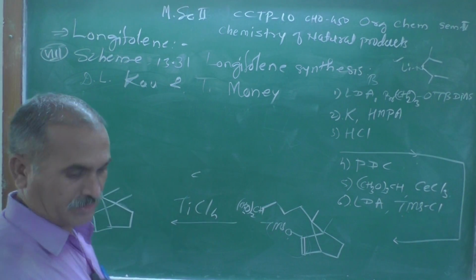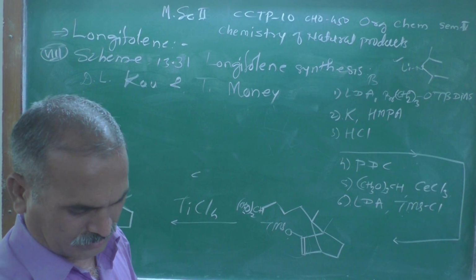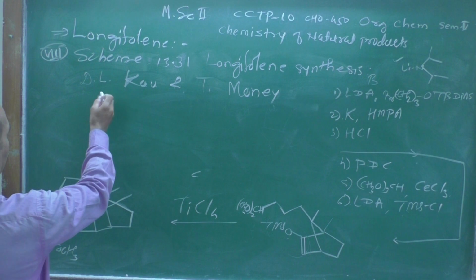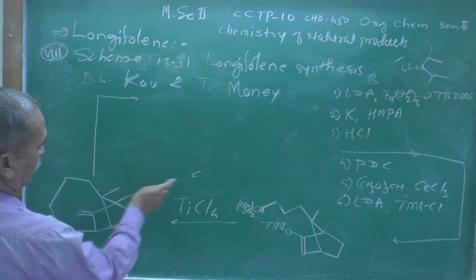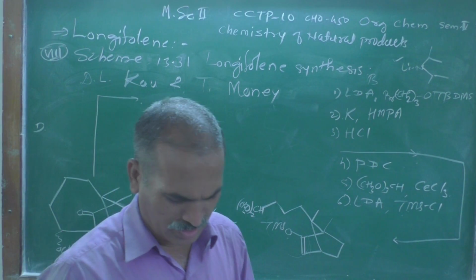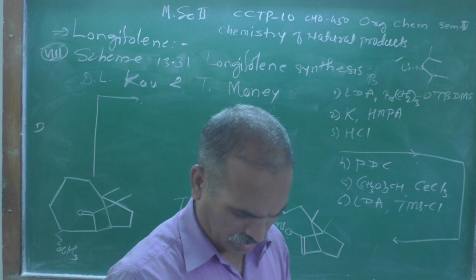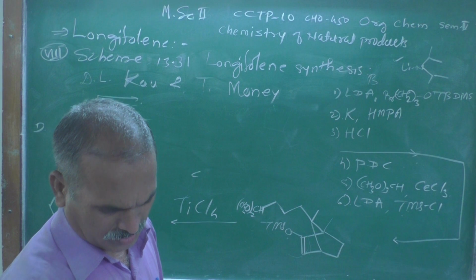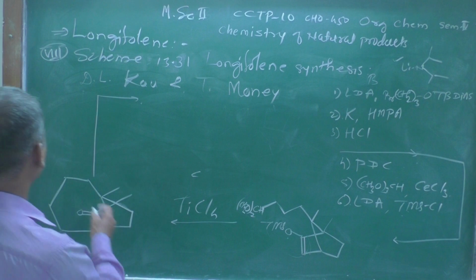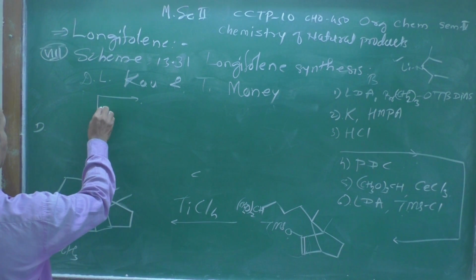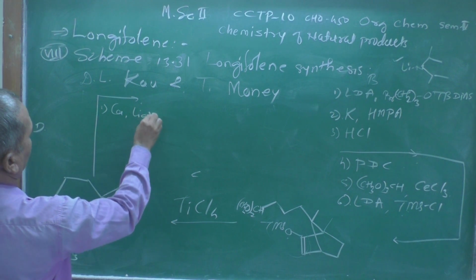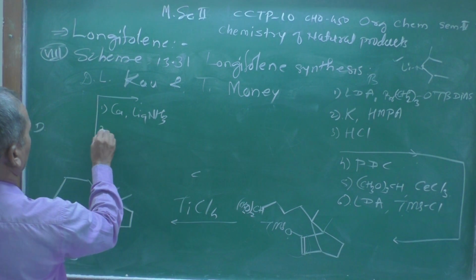Now let us add here reagent ABC. Now is the D reagent. The D reagents added over here are, first one, calcium in presence of liquor ammonia.